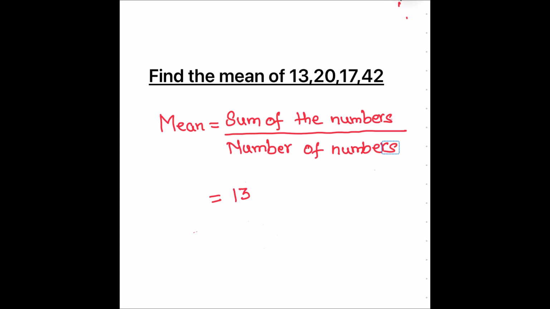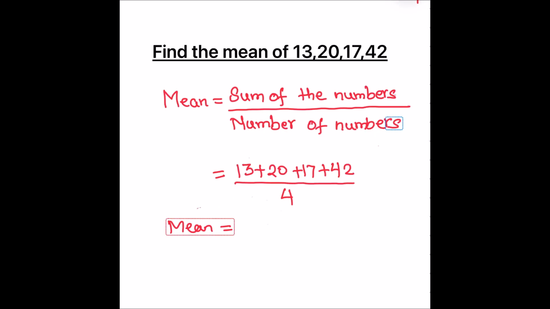So let's add all the numbers. So 13 plus 20 plus 17 plus 42 divided by the number of numbers. So 1, 2, 3, 4. So there are 4 numbers. So number of numbers will be 4.